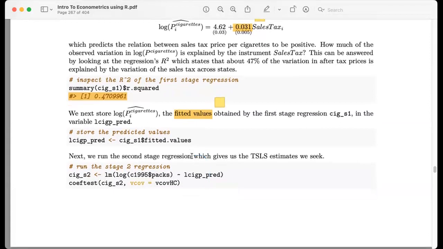In this case, the price of cigarettes actually affects the number of packs consumed. This one is a Y value and this one is an X value. And then there is another Z value, because the per capita cigarette price is affected by the sales tax. Yeah, the sales tax. If I can draw the causal diagram, it looks like this.